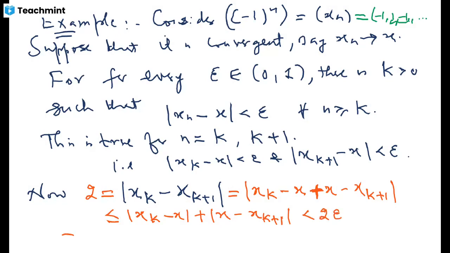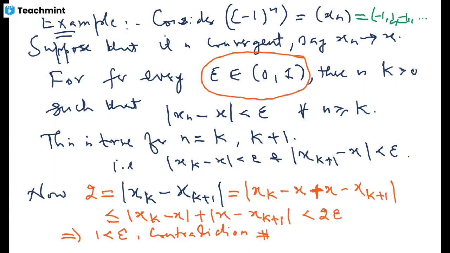So what do you get here? You get 2 and 2 cancelling from both sides. This is a non-zero term. I will get 1 strictly greater than epsilon, and clearly this is contrary to the assumption that your epsilon lies between 0 and 1. You get a contradiction. Hence, the assumption that the sequence is convergent is not true. This implies that this is a divergent sequence.